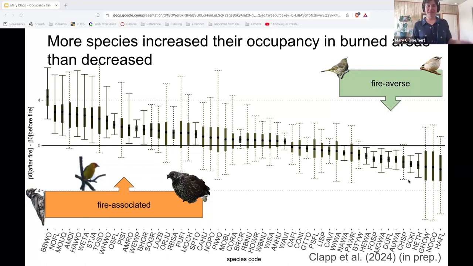Another thing to note about this is the whole middle part of this graph. There are lots of species whose association we are actually really unsure about, and that is designated by these huge error bars. There are some species that we seem to have a lot of information about, with short error bars. This is warbling vireo. We seem to be pretty clear that it doesn't have a response either way, but for many of these species, we simply don't have the information to make an accurate designation about their response to fire.